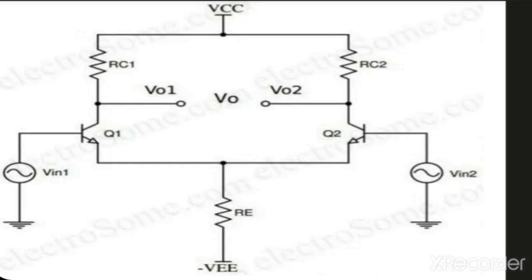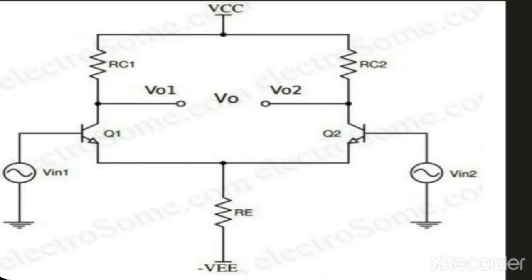The emitter terminals are connected to the power supply -VEE through the resistance RE, and the collectors of both the transistors are connected to the positive power supply VCC through the resistances RC1 and RC2 respectively. The output of first transistor is Vo1 and the output of second transistor is Vo2. The output of this differential amplifier is Vo, which is the difference between Vo1 and Vo2.